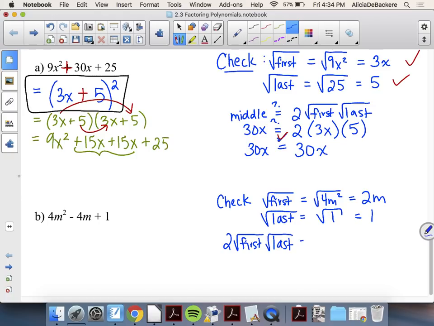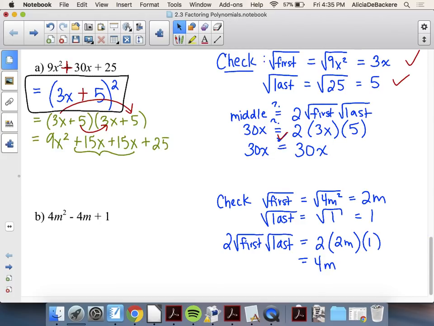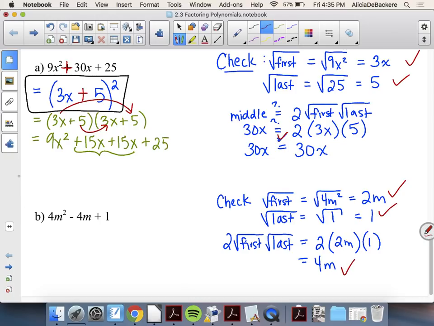So 2 times, we said the square root of the first thing was 2m, and we said the square root of the last thing was 1. And when I multiply those together, I get positive 4m. Now, a little bit tricky here because in the question it's a negative, but this still checks out for me. So I could square root the first, I could square root the last, and I actually don't care if it's positive or negative 4m. It doesn't really matter for this trick.